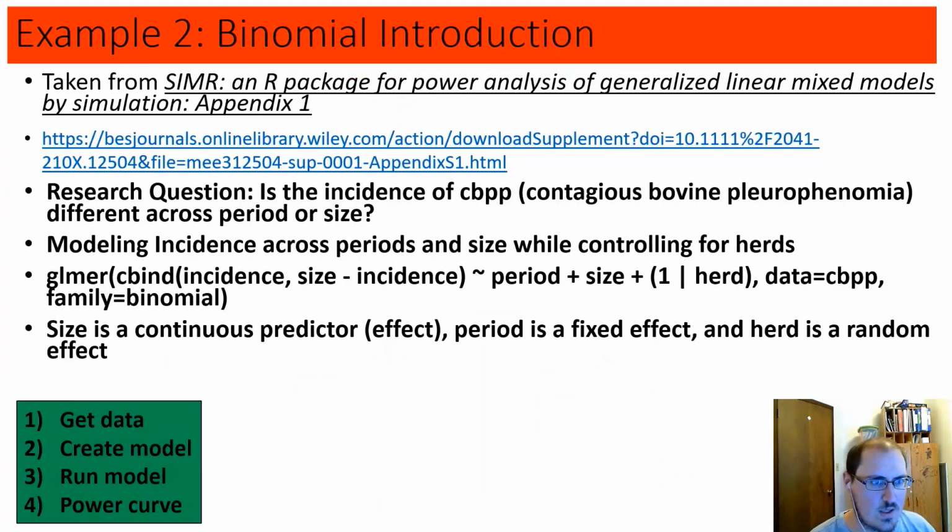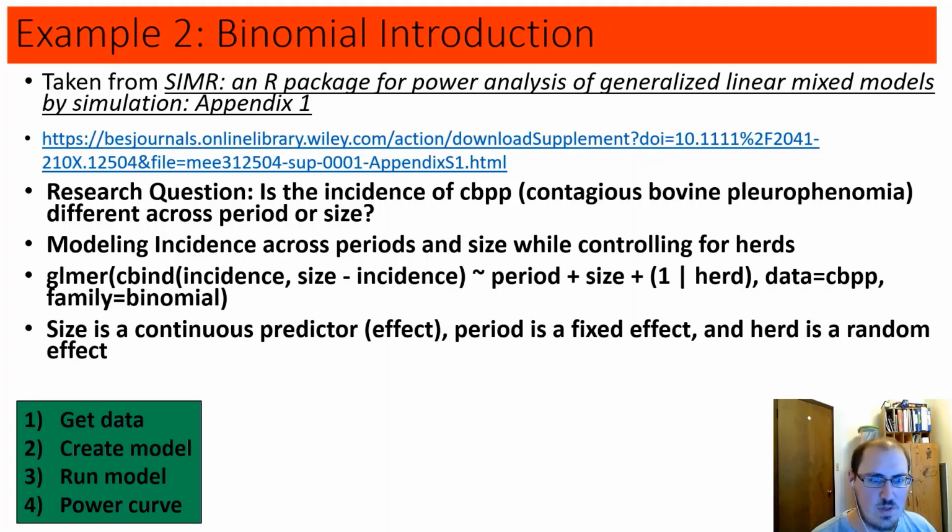All right, let's take a look at the second example. This is also from that paper in the appendix. The research question we're going to be asking is the incidence of CBPP. We've seen this data set before. This contagious bovine pleuropneumonia. Is it different across period or size? So we're going to model incidence across period and size while controlling for herds. That's our random effect. Here's our model here.